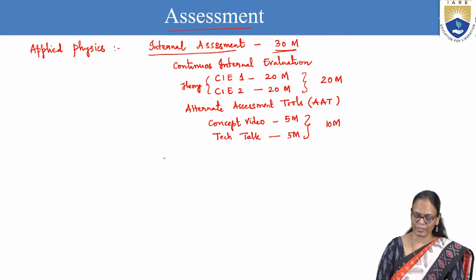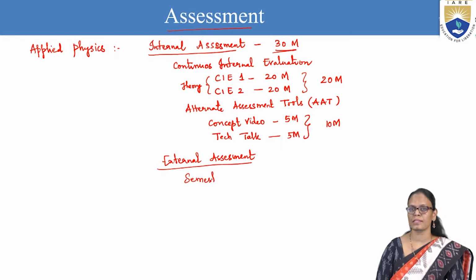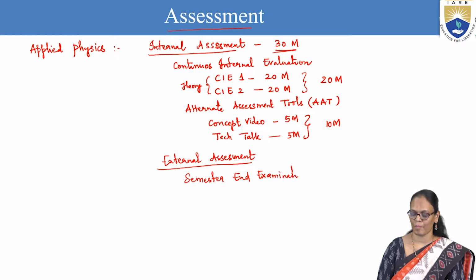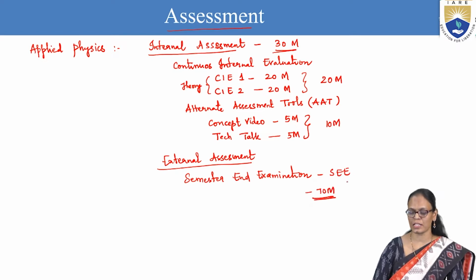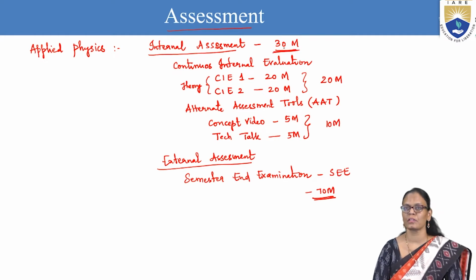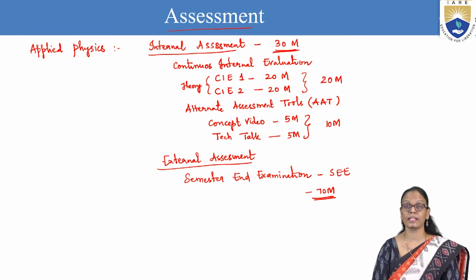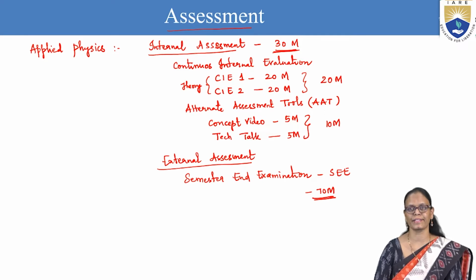And then we have the external assessment, which we call the semester end examination. This is semester end examination, which is SEE. This is for 70 marks. So 70 marks is for external and 30 marks will be for internal. Now let us see the pattern for CIE and SEE.